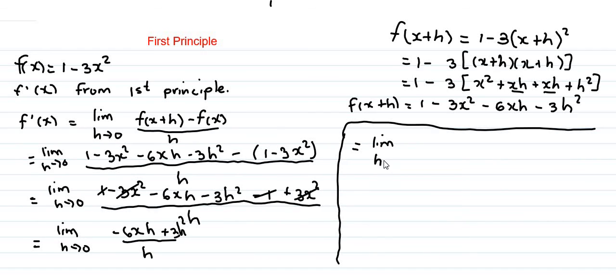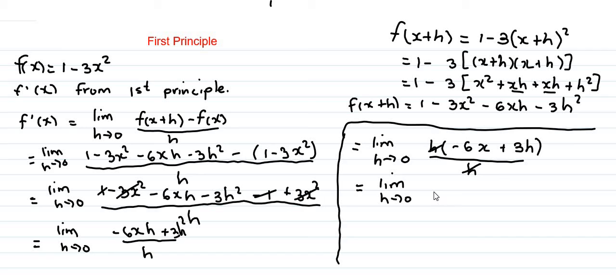And then in the numerator we have a common factor of h, so right. And then we are left with negative 6x plus 3h, still divided by h. And then the h in the denominator and the h in the numerator cancel. And then we have the limit as h tends to 0 of negative 6x minus 3h. So now we substitute our h, and we drop the limit. So we are left with negative 6x plus 3.